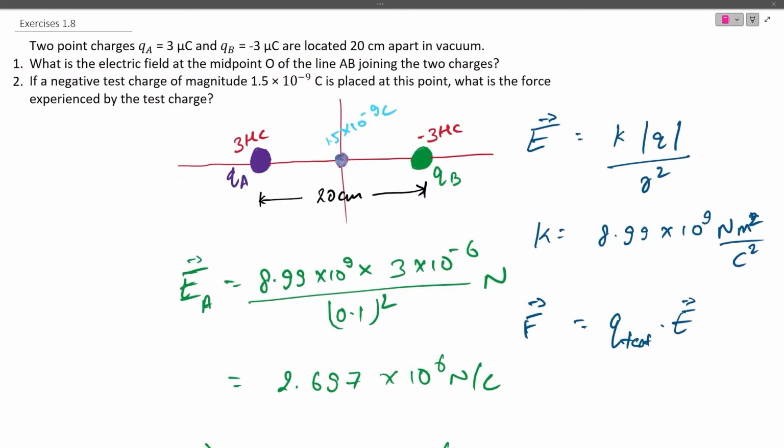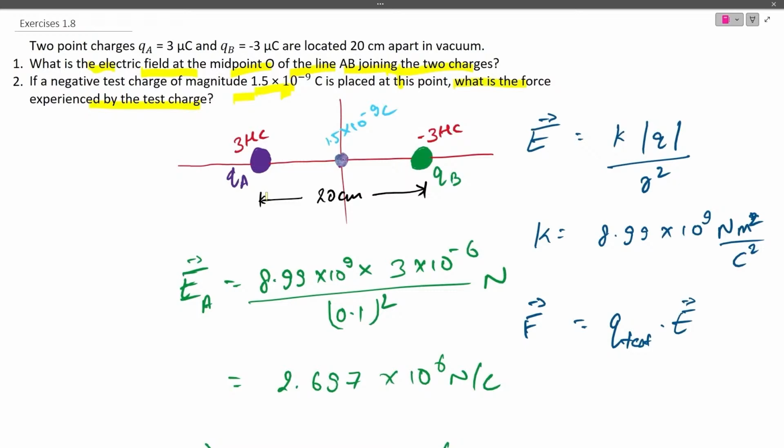The question says that 2 point charges QA, that is of 3 microcoulomb, and QB, of -3 microcoulomb, are located 20 centimeter apart in vacuum. What is the electric field at midpoint O of the line AB joining these two charges? And if a negative test charge of magnitude 1.5 into 10 to the power -9 coulomb is placed at this point, that is in the middle point, what is the force experienced by this test charge?